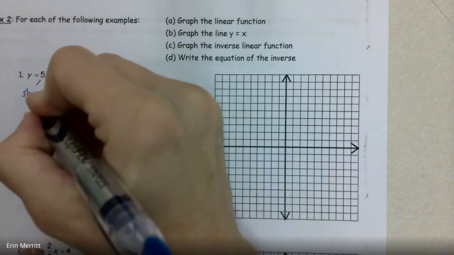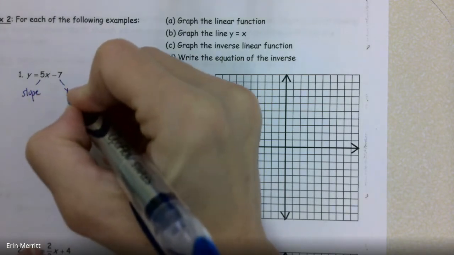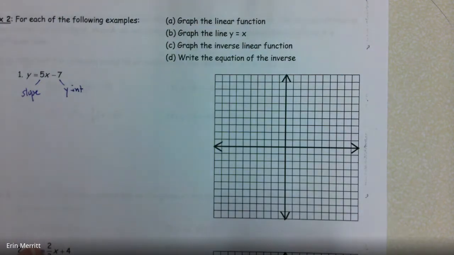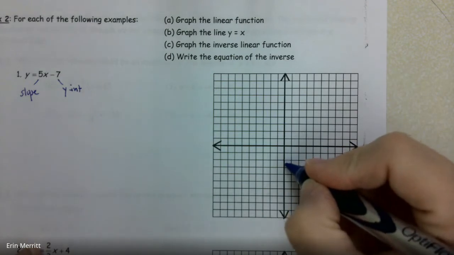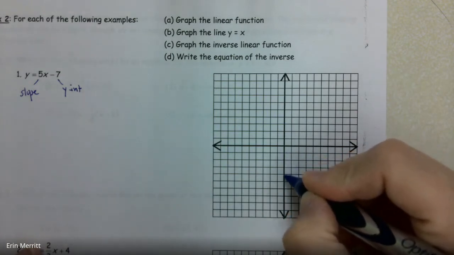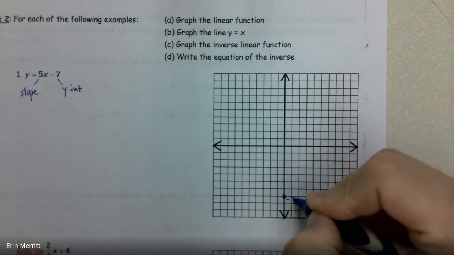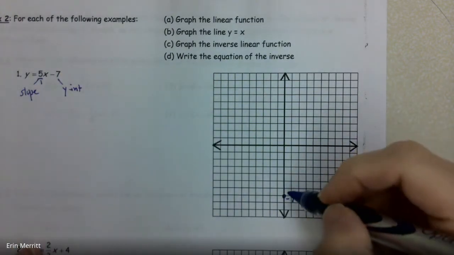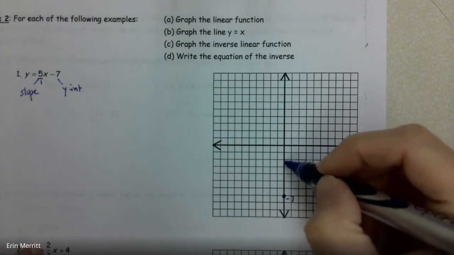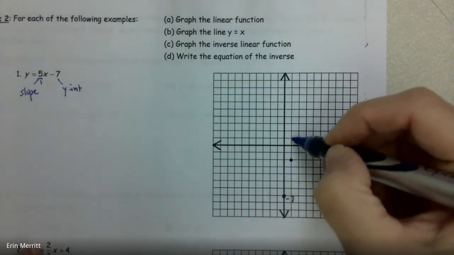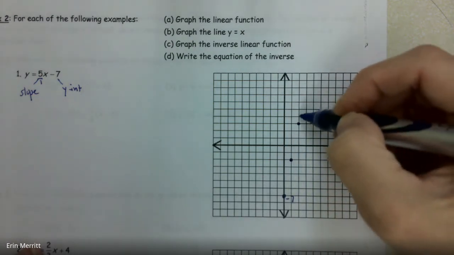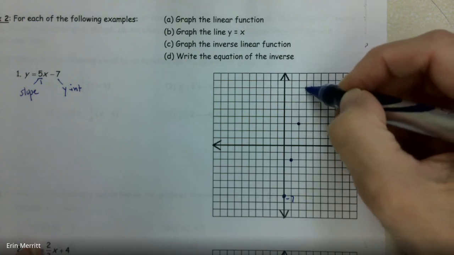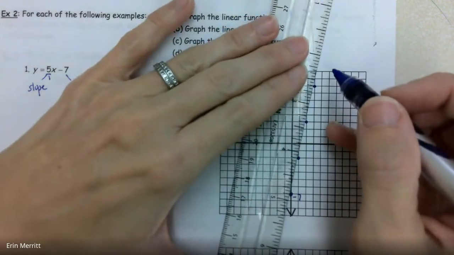So remember the basics. We've got our slope and our y-intercept. So starting at that y-intercept of -7, and then counting out a slope, it'll be up 5 over 1. So it's going to be pretty steep. All right, so count it out maybe a couple times because otherwise that line starts to go a little off kilter if we don't plot enough points.